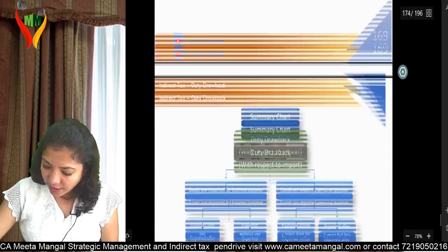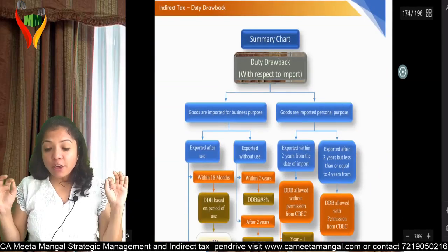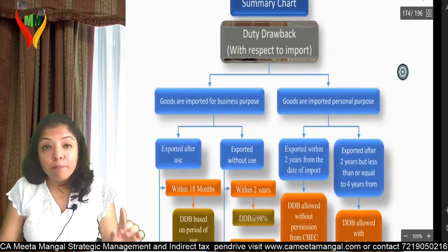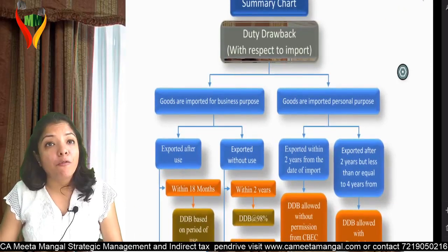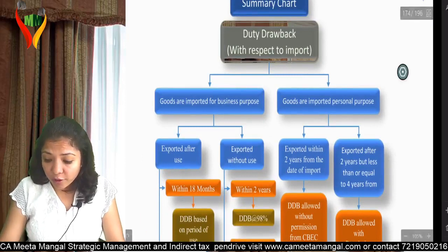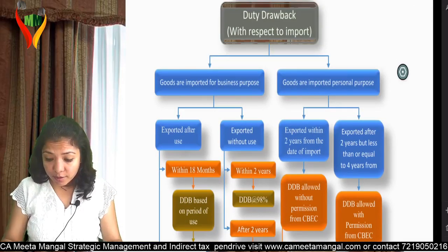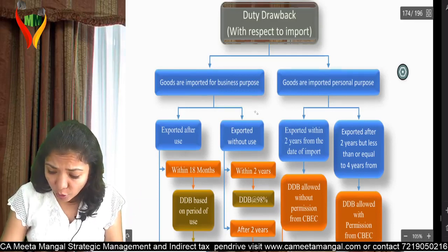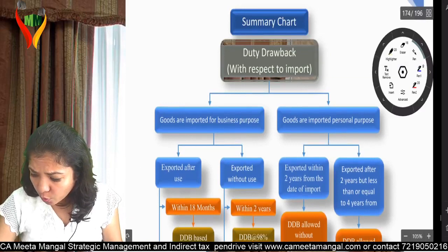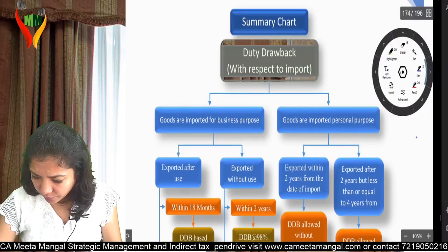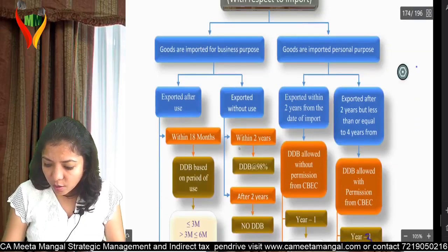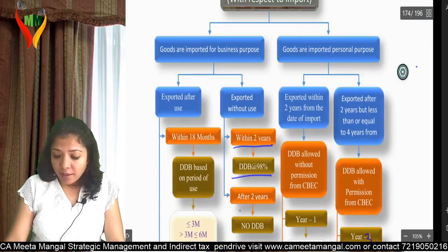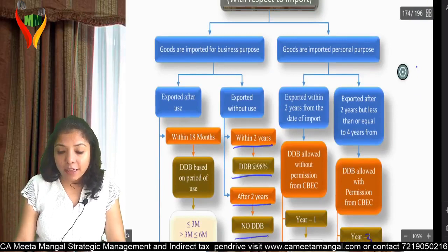Let's summarize with the help of a flowchart. Duty drawback with respect to imports: goods imported for business purpose and goods imported for personal purpose. If goods are imported for business purpose and it is exported without use, I hope you're with me. If exported without use within 2 years, duty drawback at the rate of 98%. After 2 years, no duty drawback.